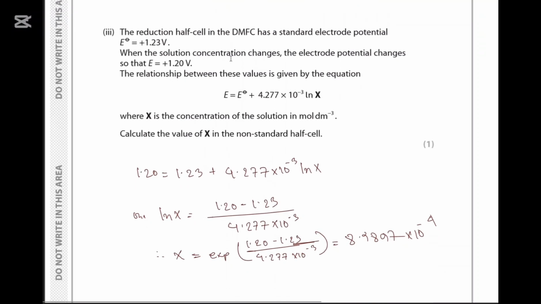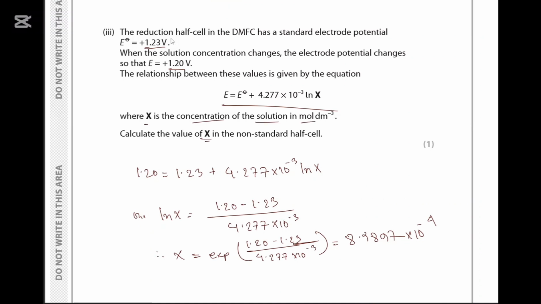The reduction half cell in the DMFC has a standard electrode potential. So E cell is given as 1.23, and then I have the change in the electrode potential to 1.20. This is a version of the Nernst equation, where X is the concentration of the solution in mole per cubic decimeter. Calculate the value of X.